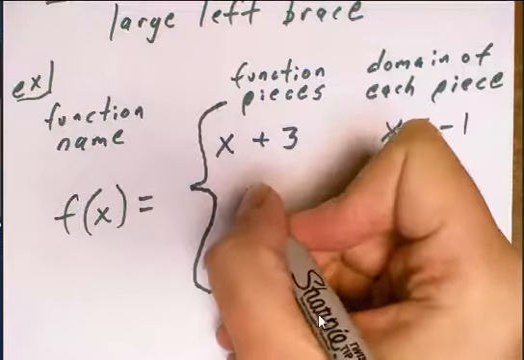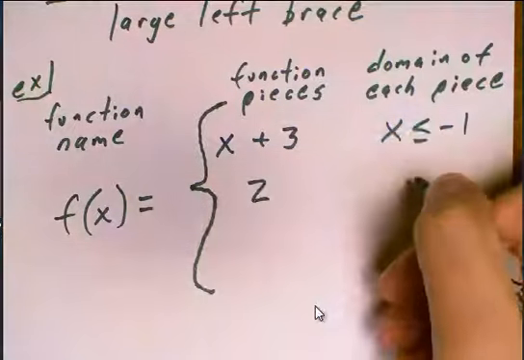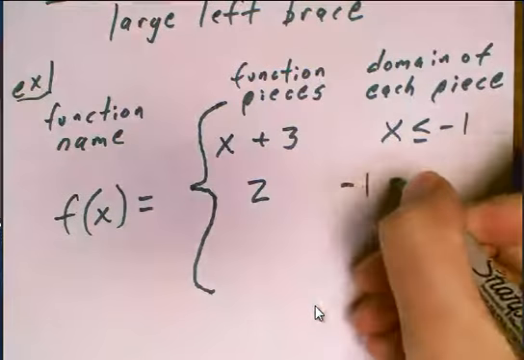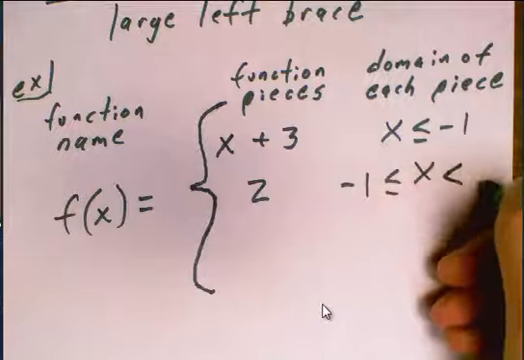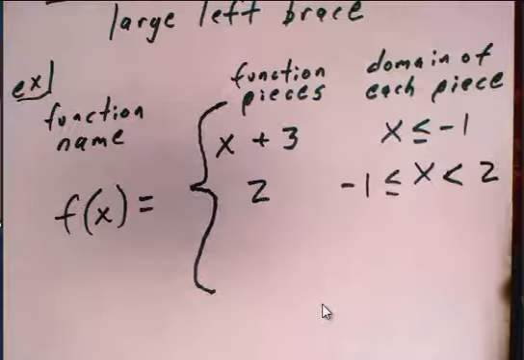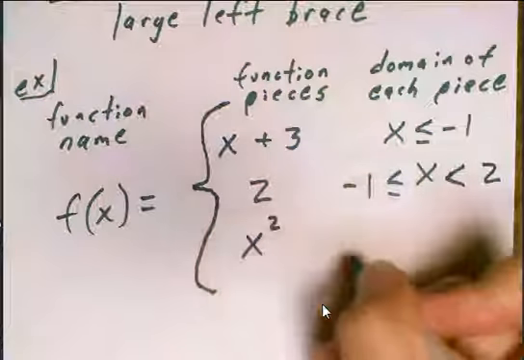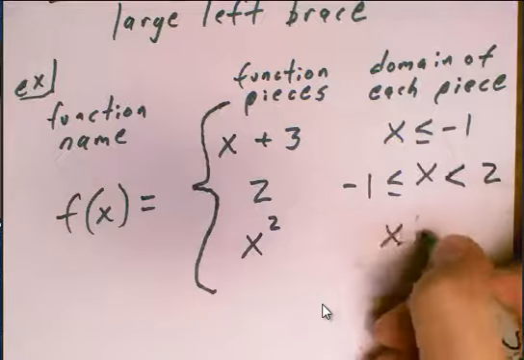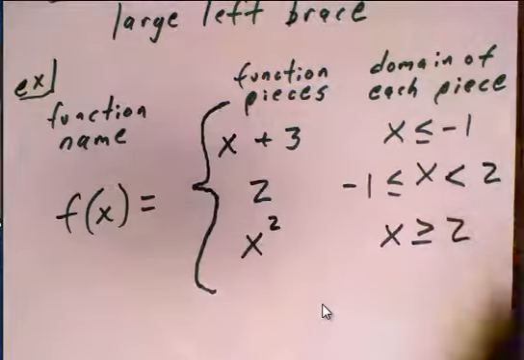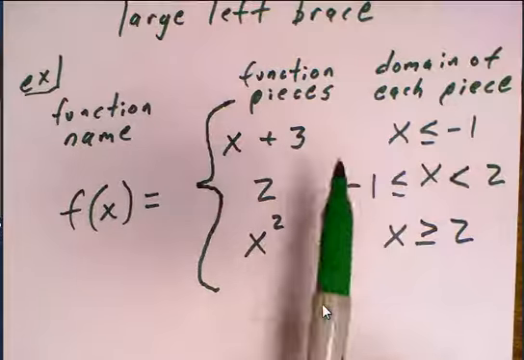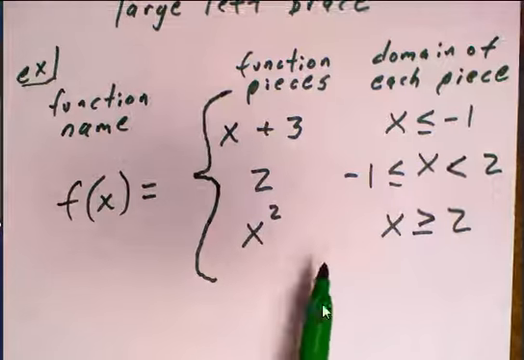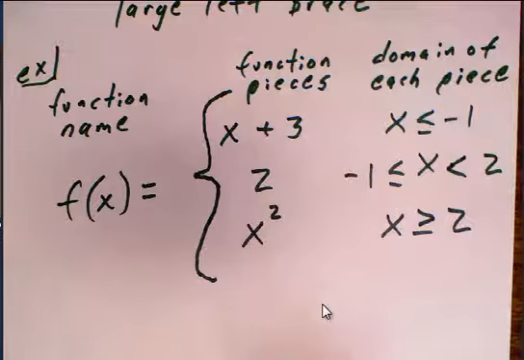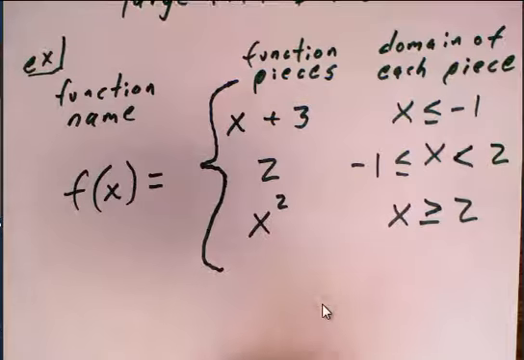And let's say the function output is 2 when the input is between -1 and 2. And let's say it's equal to x squared when x is greater than or equal to 2. Some people might be like, oh, that makes sense. Other people are like, what the heck's going on? So let's take a look at an example of how we graph this.